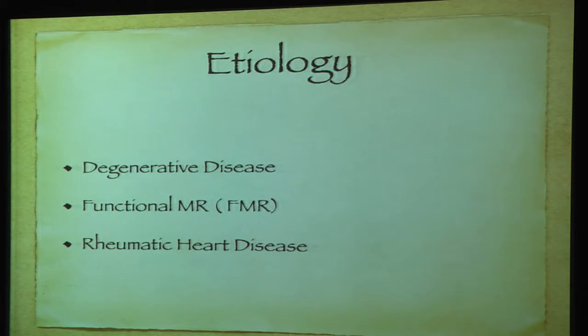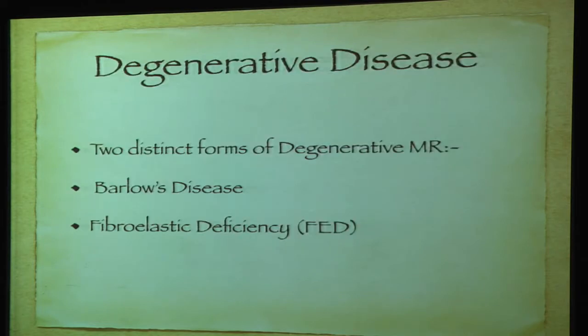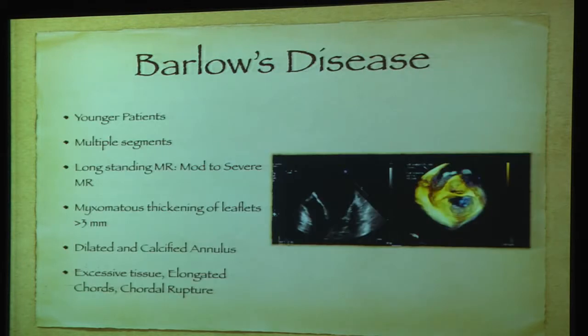Broadly speaking, there are three etiologies: degenerative disease, functional MR, and rheumatic heart disease. Degenerative, broadly speaking, are two diseases. There's Barlow's and there is fibroelastic deficiency. What we think of them as is two ends of a spectrum. This is how we think about Barlow's versus the fibroelastic deficiency.